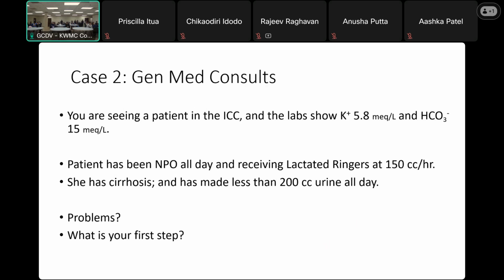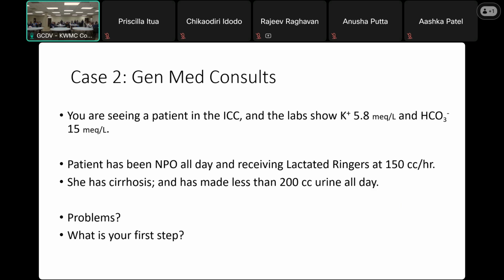All right, next one. So you're seeing a patient in the ICU. Labs show potassium is 5.8, bicarbonate or total CO2 is 15. The patient's NPO all day, is getting lactated Ringer's at 150 cc's an hour. Patient has cirrhosis and has made less than 200 cc's of urine all day. So what do you guys think?